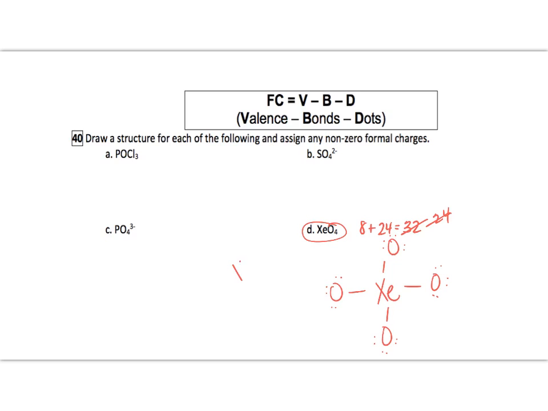So now formal charge for xenon would be 8 minus 4 minus 0, which is plus 4. And then for each oxygen, we have 6 minus 1 minus 6, which is negative 1. And then we have 4 of them, so that's a total of negative 4. So when we add those together, we do add up to 0. That's the only possible structure.